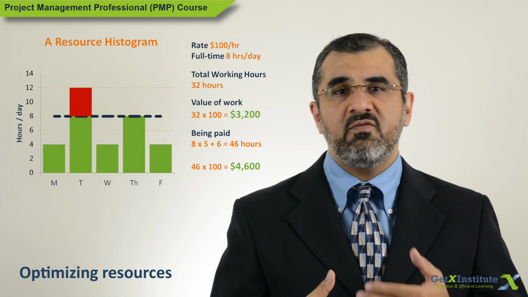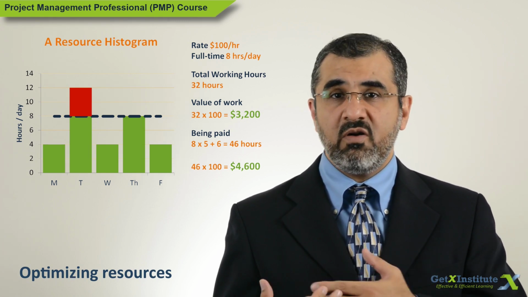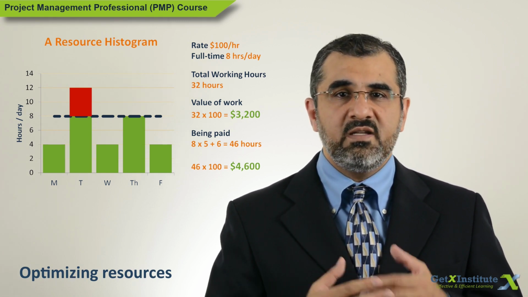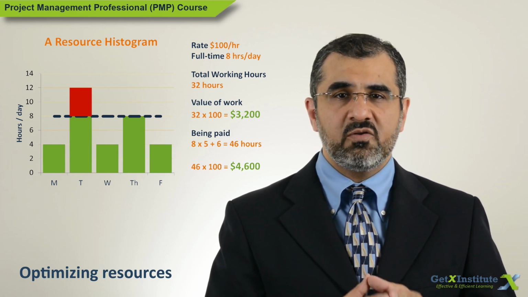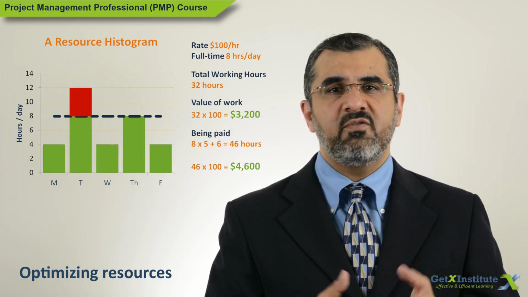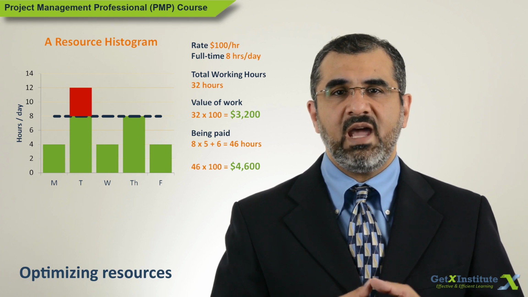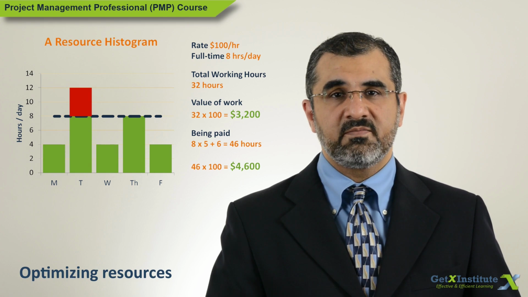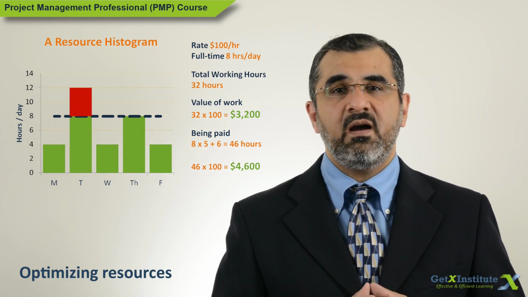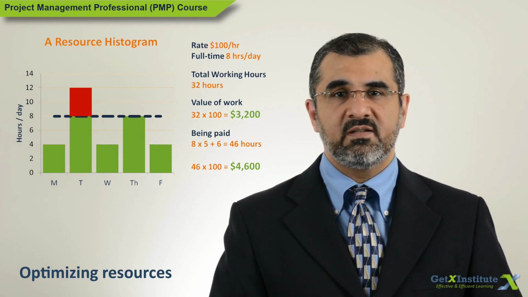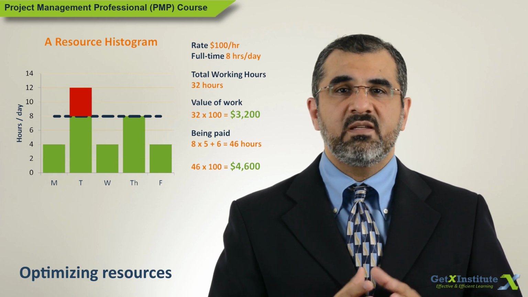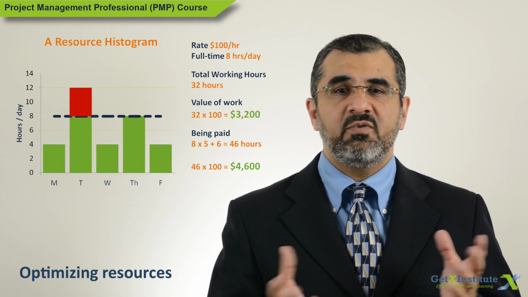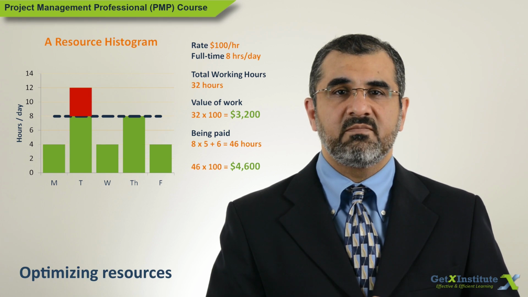There is a need to adjust the work, the over or under allocation, so that the resource is loaded with work close to or just under the full capacity, so that the gap between the value of work being delivered and the cost is reduced. There are two ways to resolve this. One of the two ways can be taken. It's up to the need of the project.